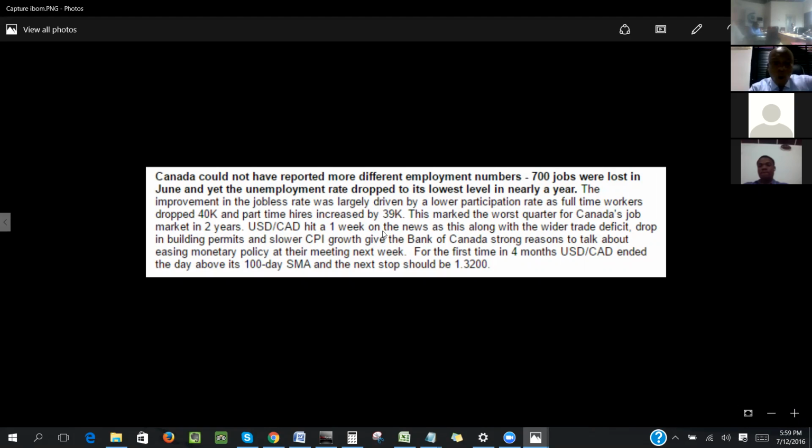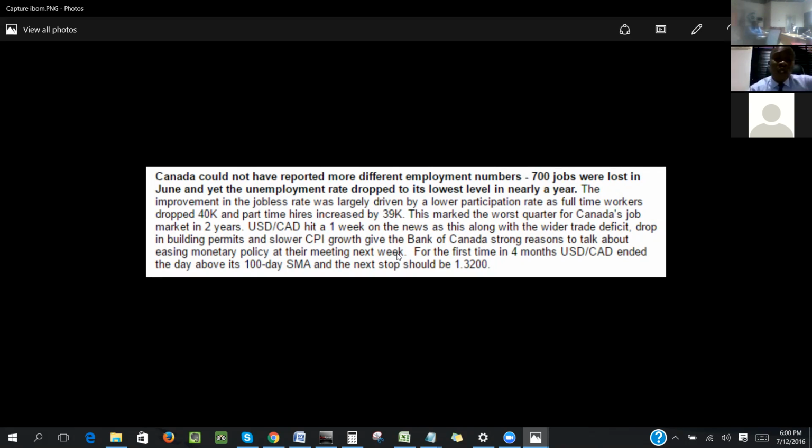USD card hit a 1 week high on the news, as this, along with the wider trade deficit, drop in building permits and slower CPI growth, gives the Bank of Canada strong reasons to talk about easing monetary policy at their meeting next week. When we talk about a central bank easing, what does easing mean in an economy? Do we know what it means?